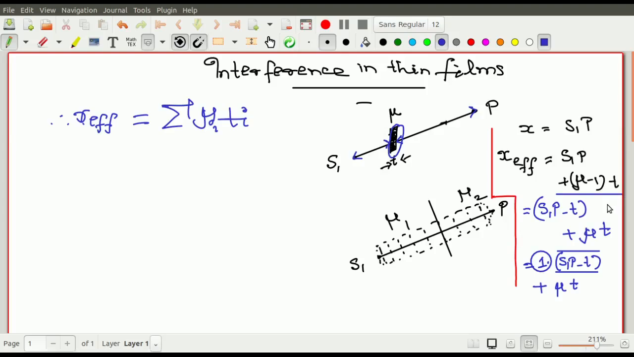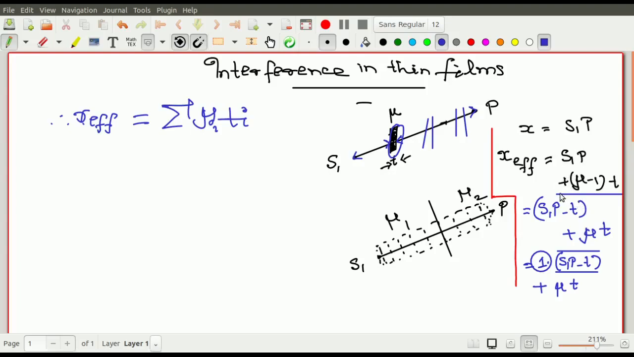This formula is fine when one refractive index is introduced, there is no problem. But the question is, if I have many such plates over here, what will be the general formula and how do we tackle it? That is why we proceed with these values.